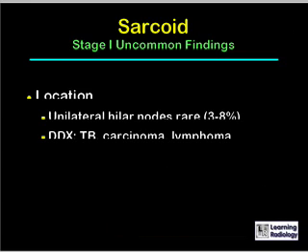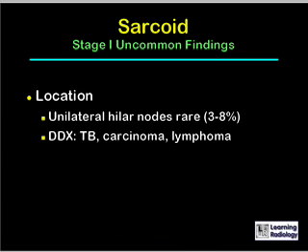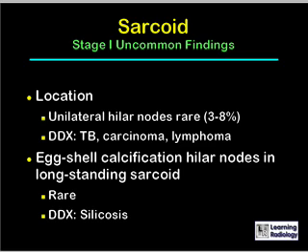Some uncommon findings in stage 1 sarcoid. There can be unilateral hilar nodes in 3 to 8% of cases. When you see unilateral hilar enlargement, you should think more often of tuberculosis, of metastatic carcinoma, or even lymphoma. And there can be eggshell calcification, peripheral calcification of the hilar lymph nodes in long-standing sarcoid. This is unusual. It is more common, eggshell calcification, in patients with silicosis.